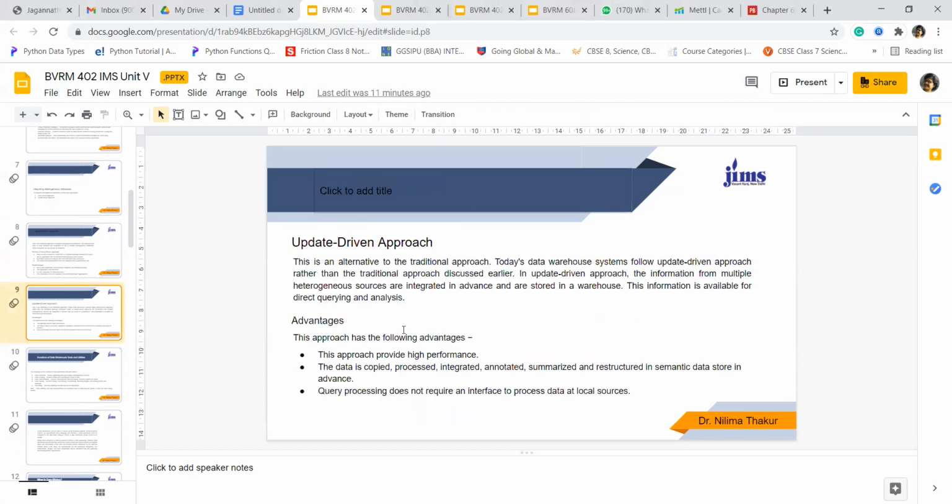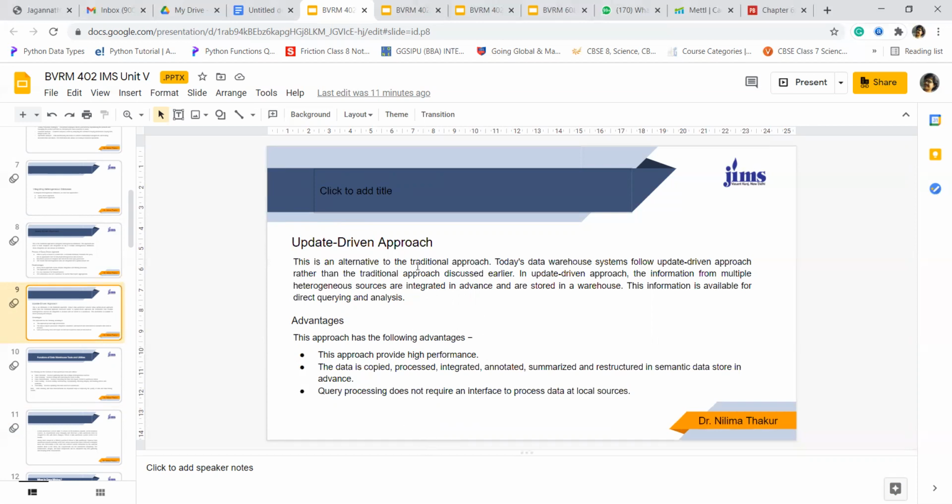Next is update-driven approach. This is an alternative to the traditional approach. Today's data warehouse systems follow update-driven approach rather than the traditional approach. In update-driven approach, the information from multiple heterogeneous sources is integrated in advance and stored in a warehouse. This information is available for direct querying and analysis.